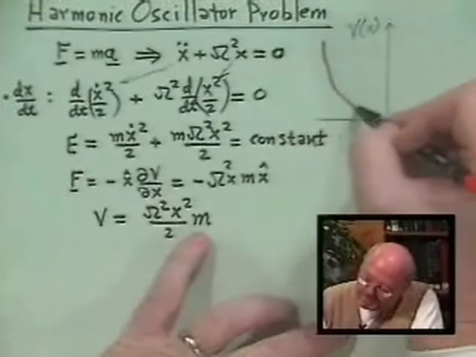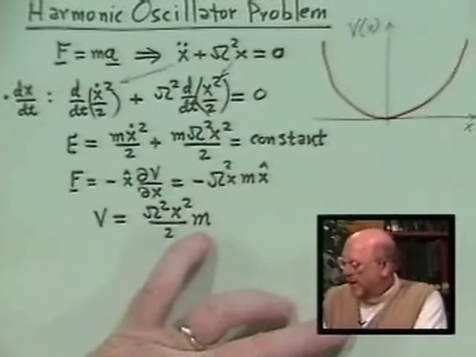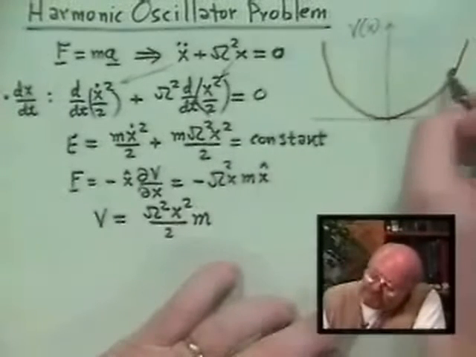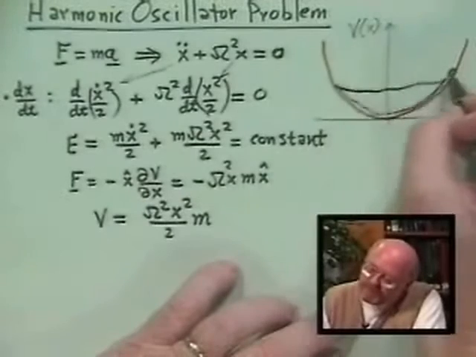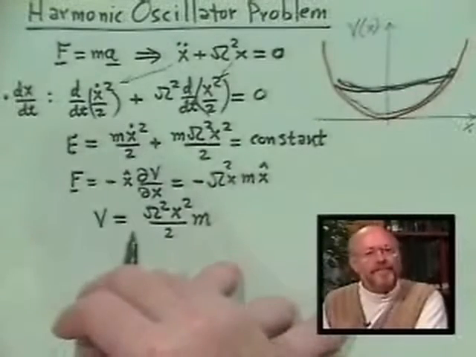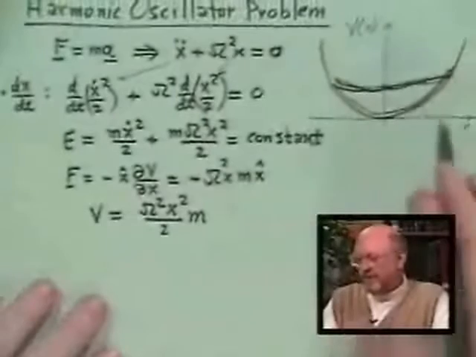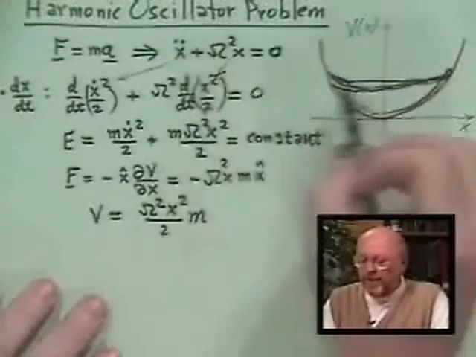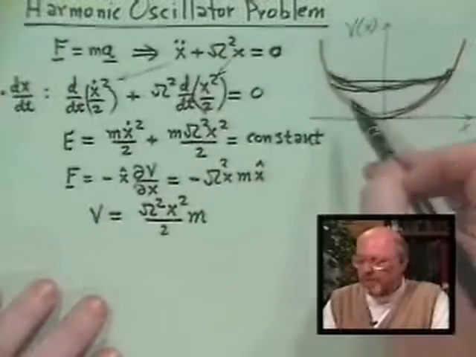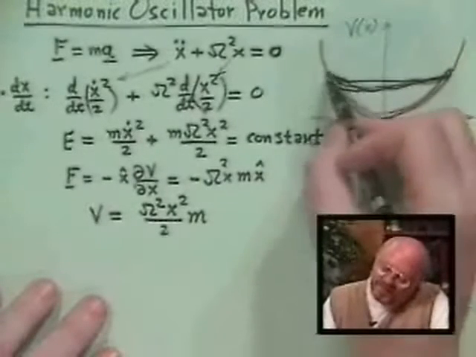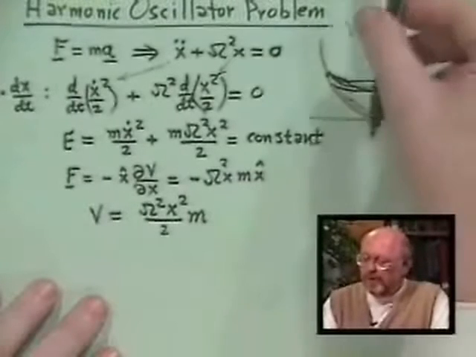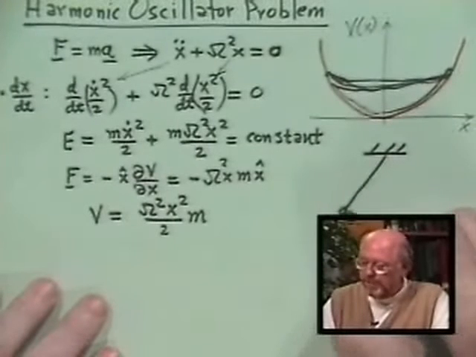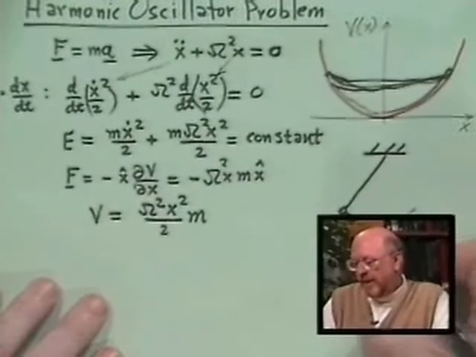Okay? So here's my parabolic well. What happens to a particle that I put over here? It falls down, goes over to the other side, and oscillates back and forth, right? That's all this equation describes: a particle moving back and forth in a well. Alternatively, we can look upon this as the good old standard pendulum problem. Here's the pendulum, going back and forth.